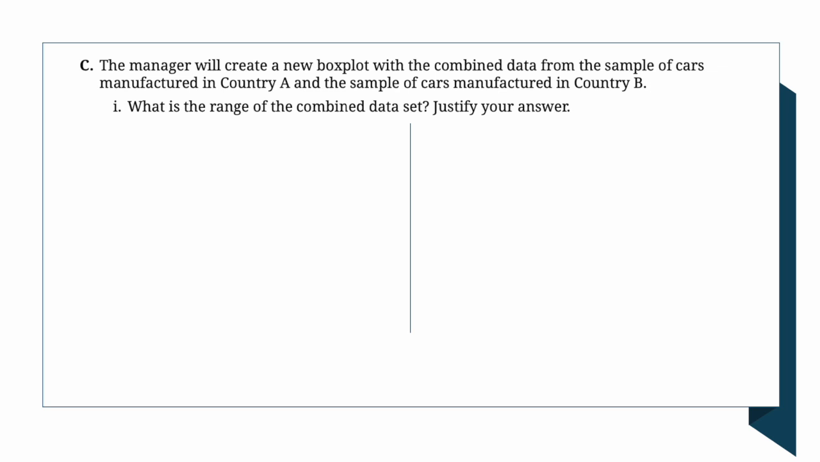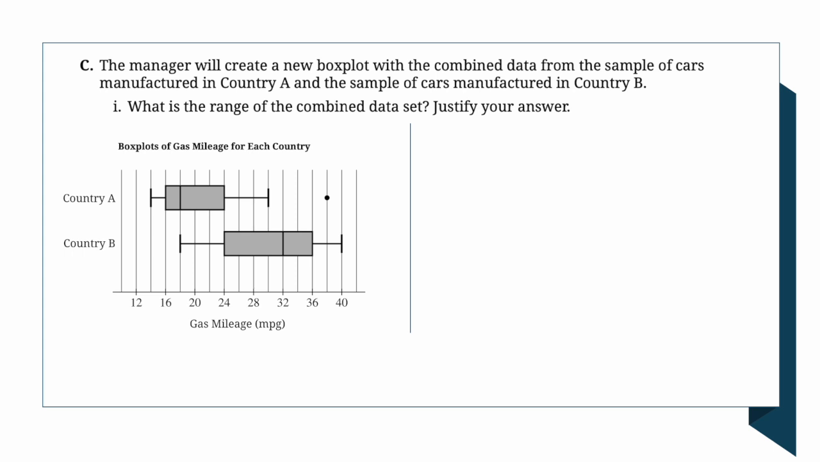Okay, now part C. The manager will create a new box plot with the combined data from the sample of cars manufactured in country A and the sample of cars manufactured in country B. In part 1, we have to find the range of the combined data set. Justify your answer. Now let's look at the distribution once again.